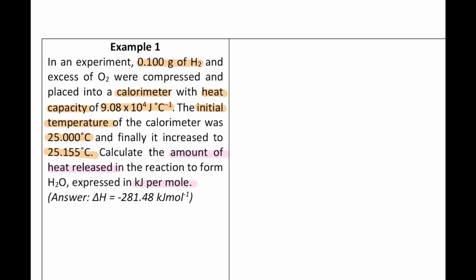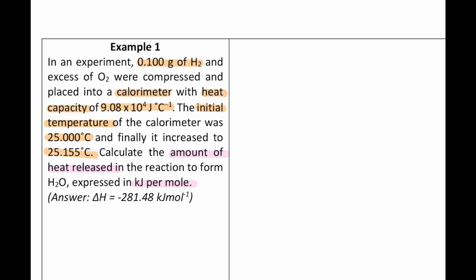Okay, so dekat sini saya dah highlight kan poin-poin penting. So in this experiment, 0.1 gram of hydrogen and excess oxygen were compressed and placed into a calorimeter with a heat capacity of 9.08 exponent power 4 joule per degree Celsius. And then the initial temperature of calorimeter is 25, the final temperature is 25.155 degrees Celsius. And then the question asks you to calculate the amount of heat release in the reaction to form water, expressed in kilojoule per mole. So jawapan kamu mesti dalam kilojoule per mole.